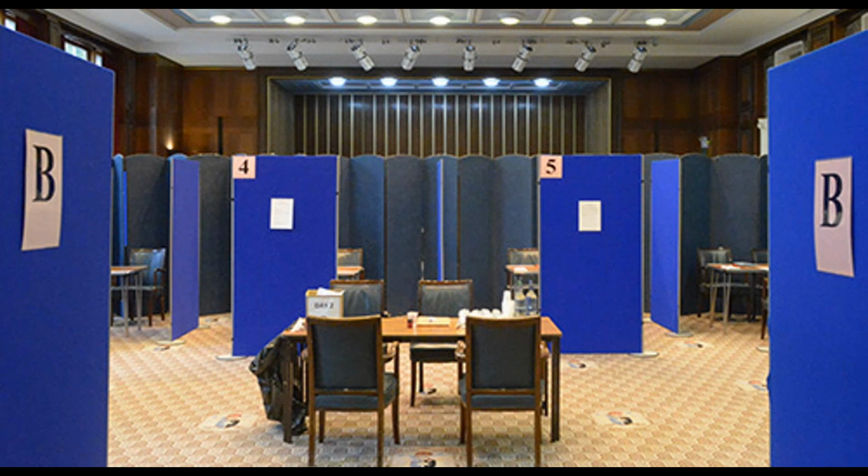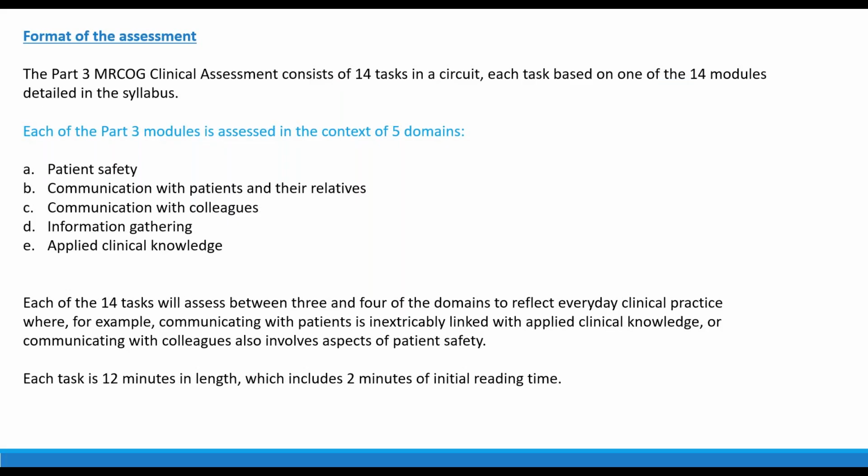So how are they going to count the marks? Actually, we have 5 domains. I know that this is very basic, but in order to focus our plan on how to tackle this exam, we have to understand how they assess us, so we will be professional in gaining marks. So we have patient safety, communication with the patient and their relatives, communication with a colleague, which is the easiest one of them, information gathering, which mainly means the history taking, and applied clinical knowledge.